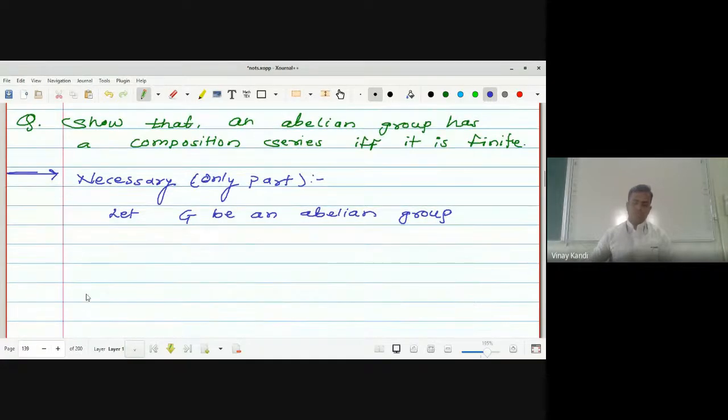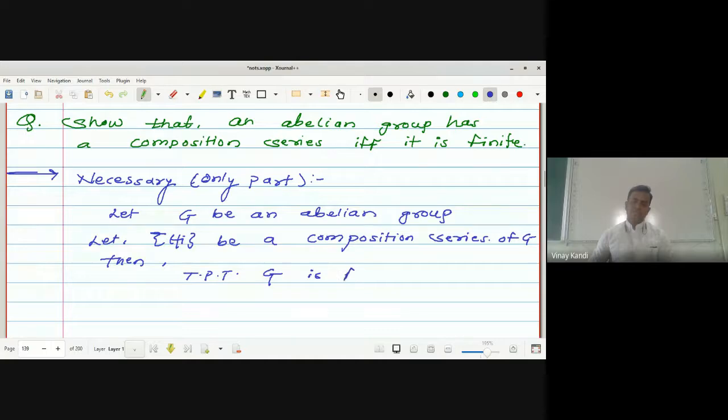Okay, let capital Hi be a composition series of G. Then we have to prove that G is a finite group. Okay, we have to prove that G is a finite group.